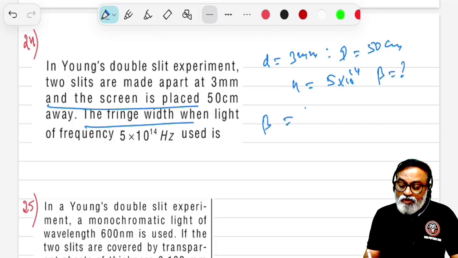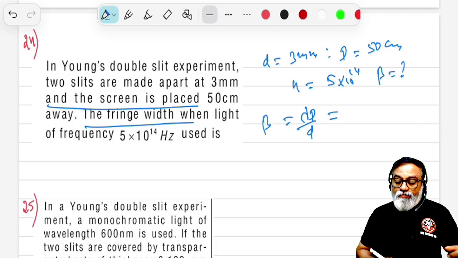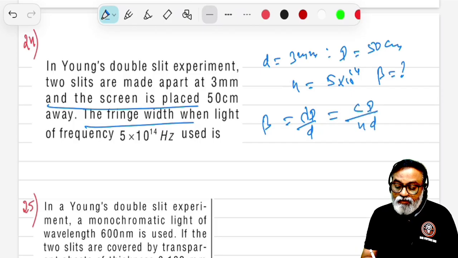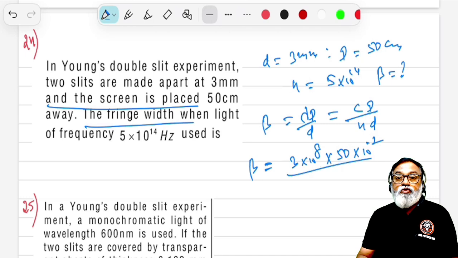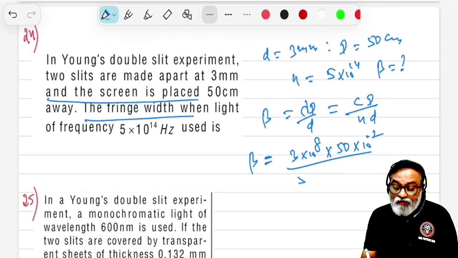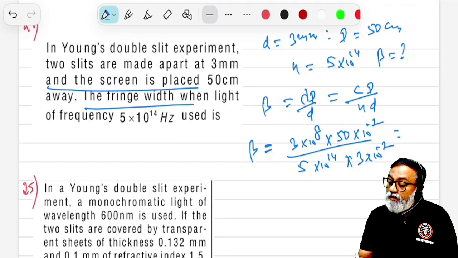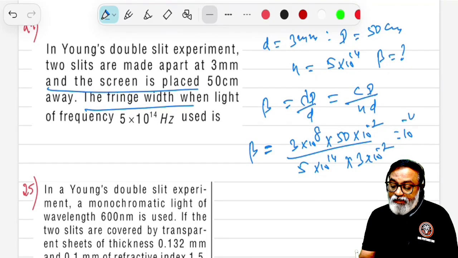Fringe width beta is equal to lambda D by d. But lambda is not given. Here lambda is equal to c by n, n is frequency. Therefore beta is equal to c, the velocity of light, that is 3 into 10 to the power of 8, into D, which is given as 50 centimeter, 50 into 10 to the power of minus 2, and frequency is 5 into 10 to the power of 14, and d is given as 3 millimeter, 3 into 10 to the power of minus 3. After that we get beta is equal to 10 to the power of minus 4 meters.